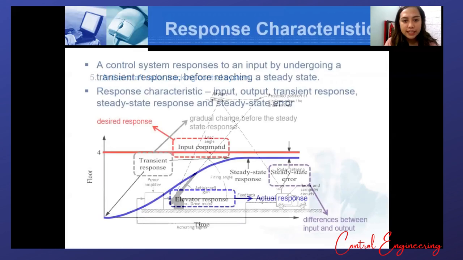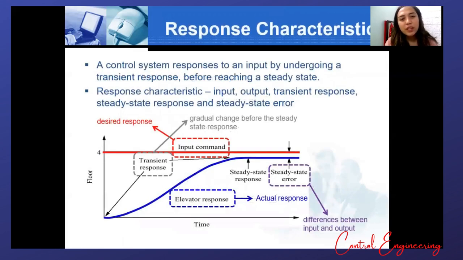Masyado na siyang technical. Okay, so a control system responds to an input by undergoing a transient response before reaching a steady state. So, the response characteristics, which are the input, output, transient response, steady state response, and steady state error. So, for example, bigyan natin ng graph.